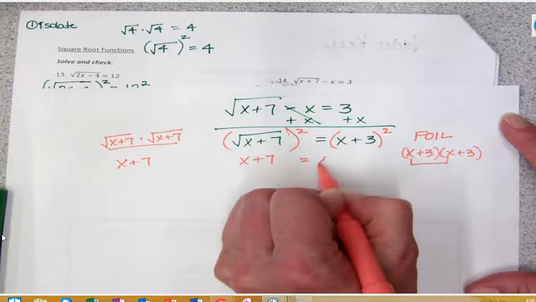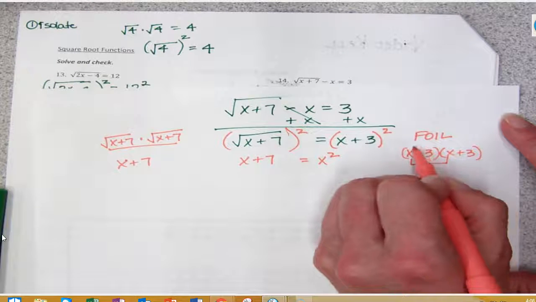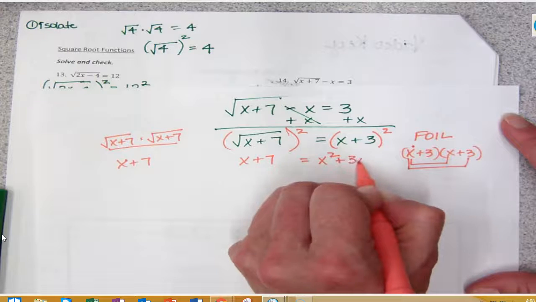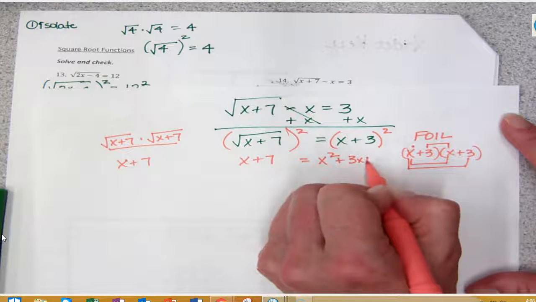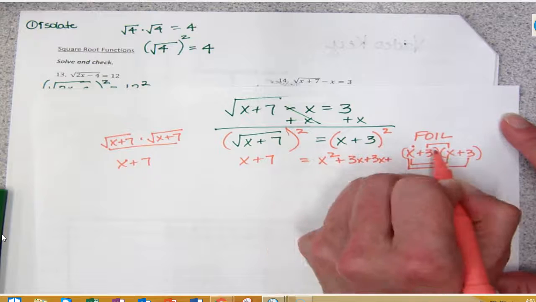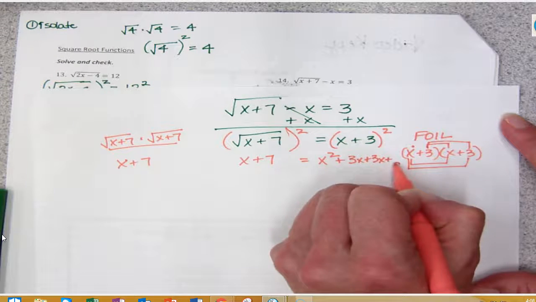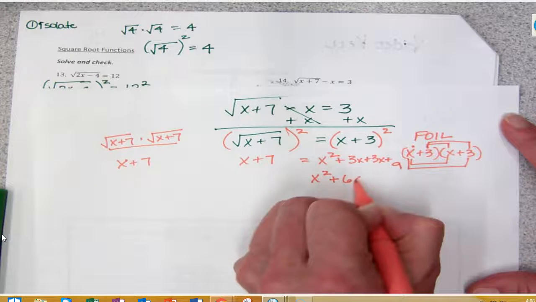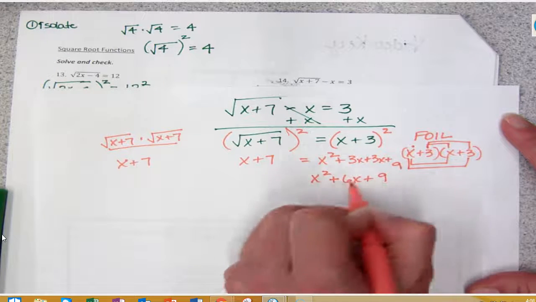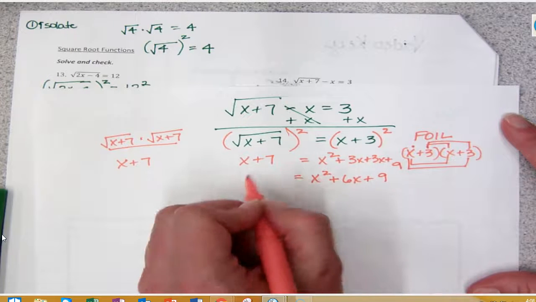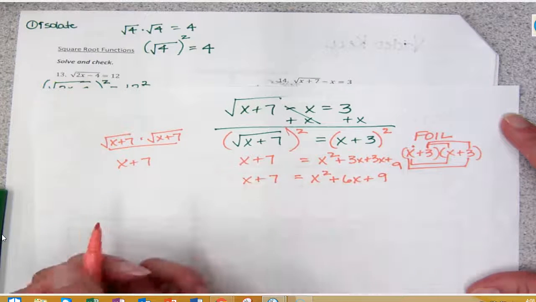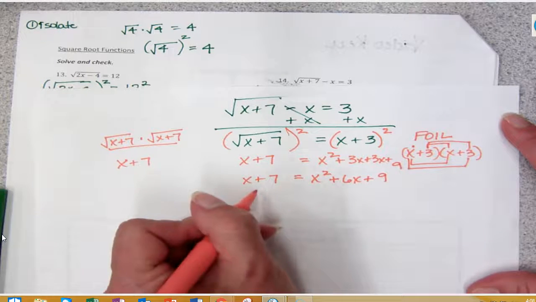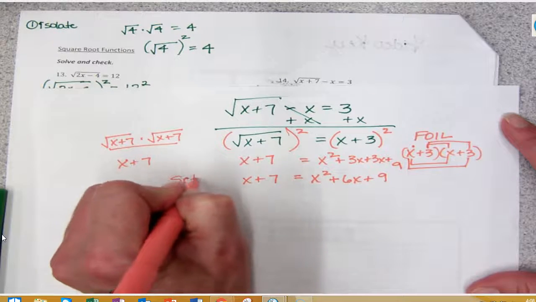So you're going to get x squared, and then plus 3x plus 3x plus 9. Or for those of you who saw that this is a perfect square trinomial, you may have been able to just jump to the fact that this is x squared plus 6x plus 9. Now I've got x plus 7. I'm still trying to solve, so I need to get 0 on the side, so set equal to 0.